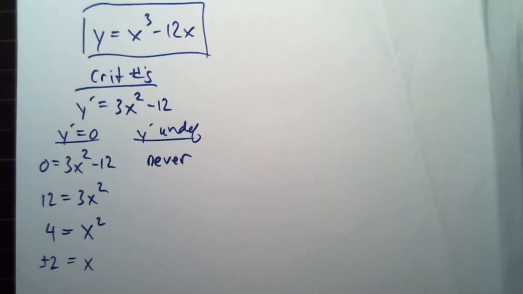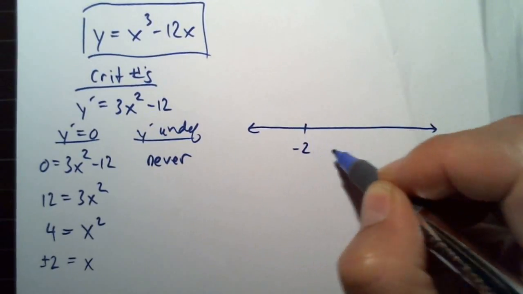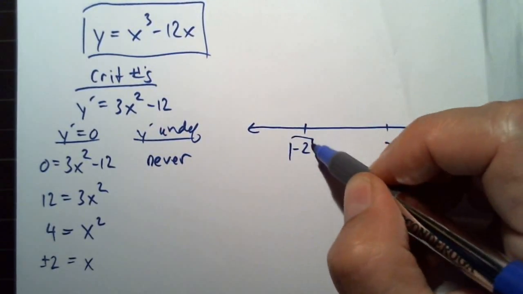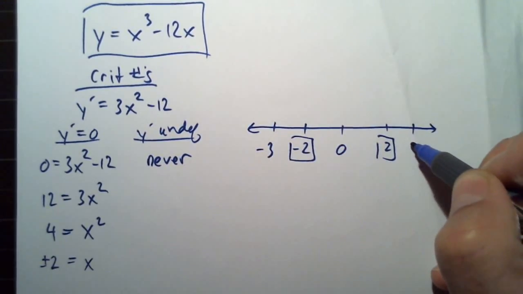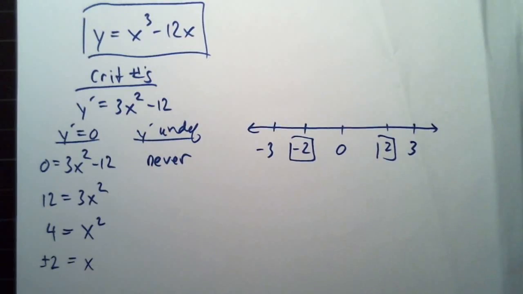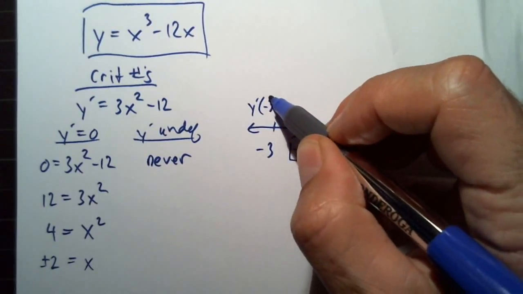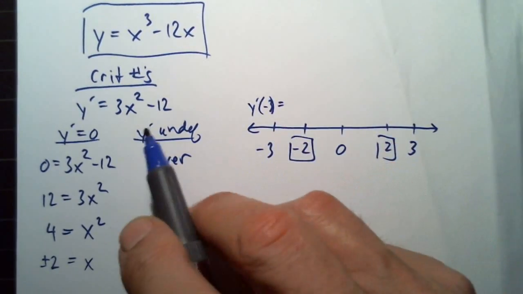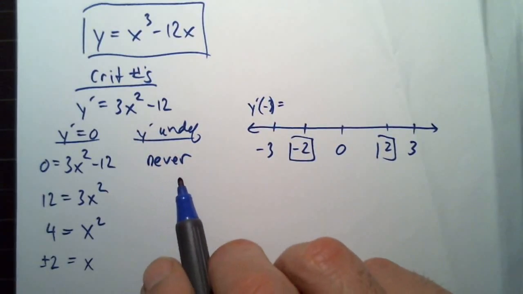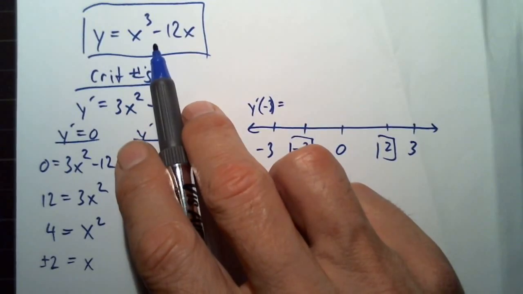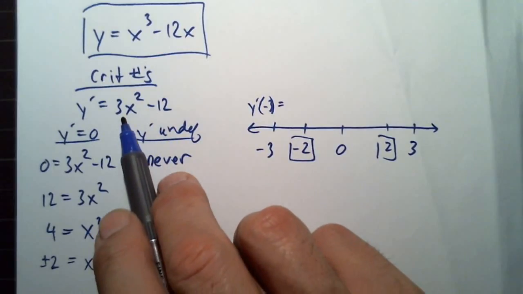Alright, critical numbers. We have two critical numbers. Let's test them to see which one is a max and which one is a min. We can pick any number on either side, and we need to find y prime of -3. Let's put -3 into y prime, and make sure you remember that when we did absolute extrema, we used the original function. We wanted y values of the function.